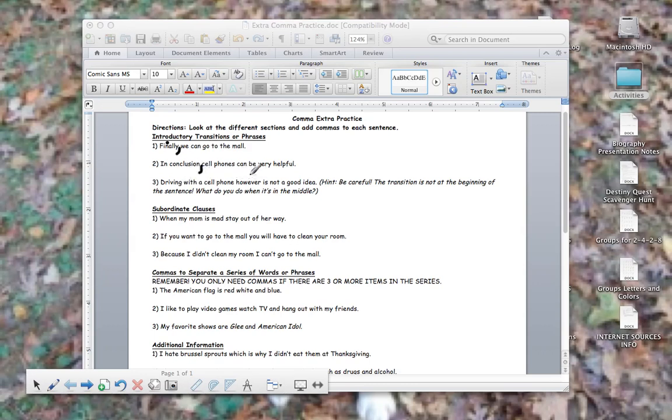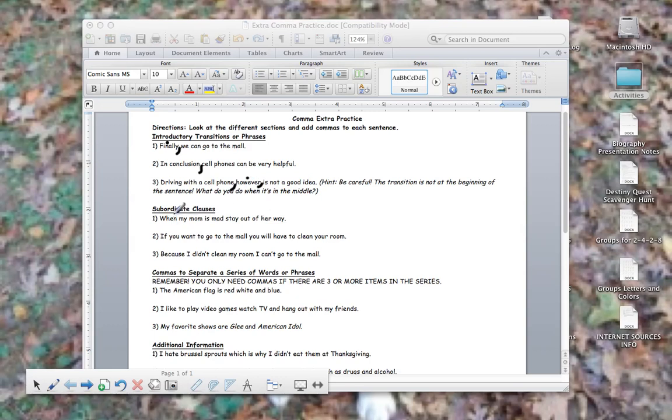Now this one has a transition in the middle of the sentence. However is the transition. So listen for where it pauses. Driving with a cell phone, however, is not a good idea. So driving with a cell phone, comma, however, comma, is not a good idea. So we have a transition in the middle of the sentence here.